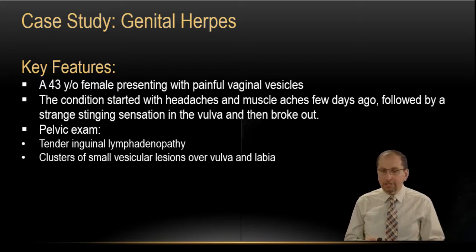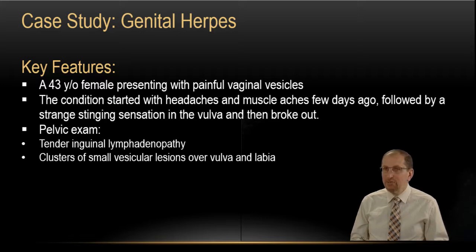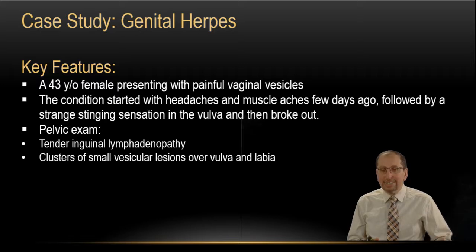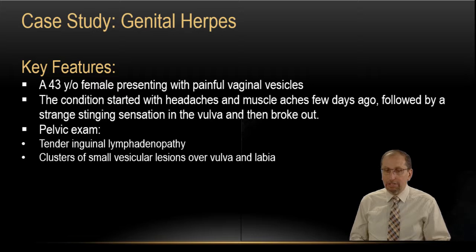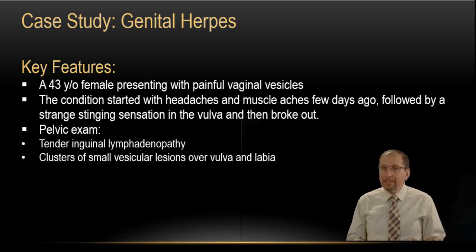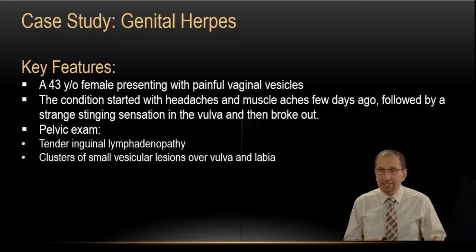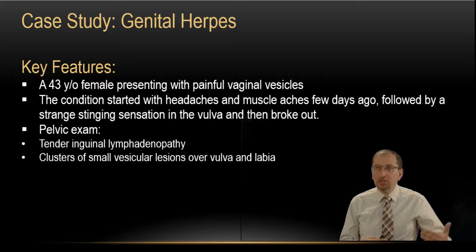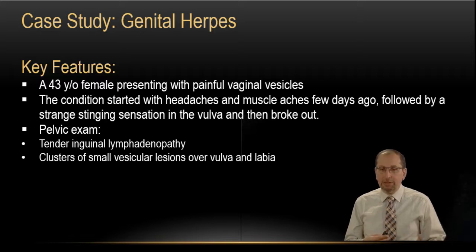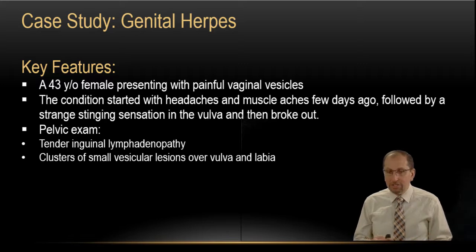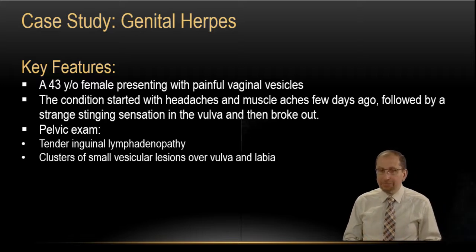And the condition started with headaches and muscle aches for a few days, kind of vague symptoms, followed by a strange stinging sensation in the vulva, and then it broke out into these painful vesicles. And the pelvic exam revealed tender inguinal lymphadenopathy, and this is another finding in herpes infections. It's an infection, so you're going to get tender lymphadenopathy, painful lymph nodes, and clusters of small vesicular lesions over the vulva and labia.